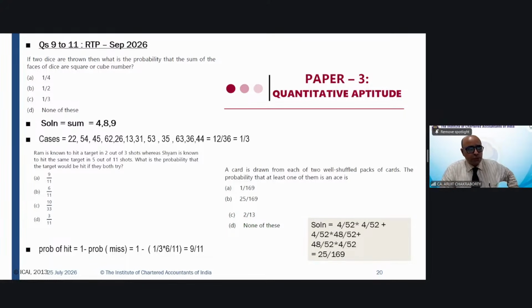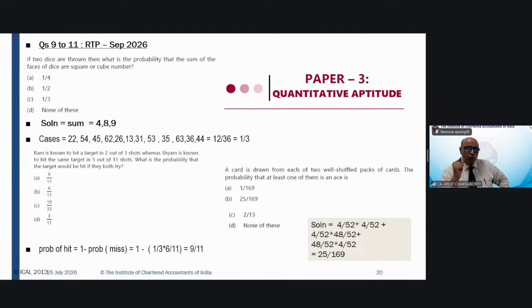So if you look at the last question on the slide, a card is drawn from each of two well-shuffled packs. The probability that at least one of them is an ace. Now, the probability that at least one of them is an ace means that at least one is an ace. Also, it can be both are aces.